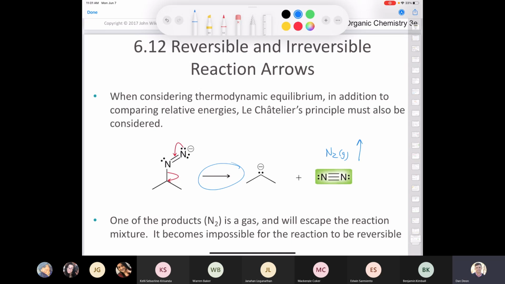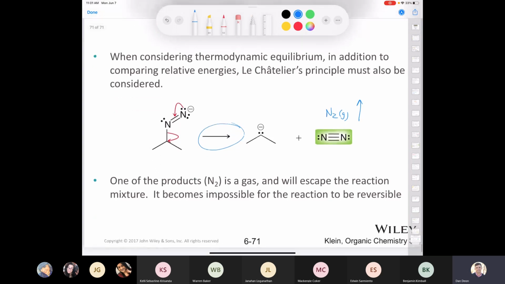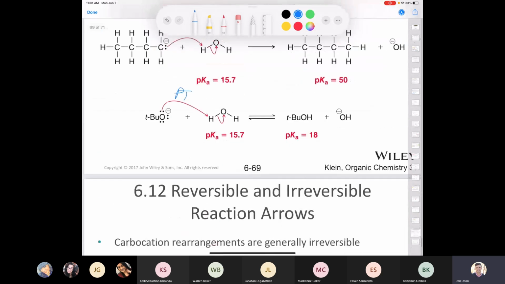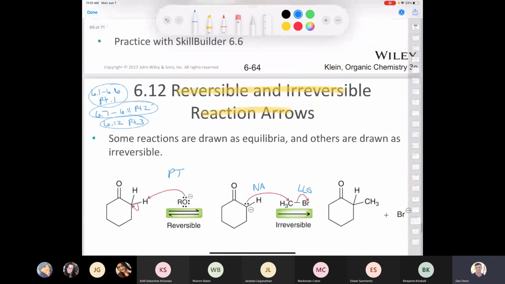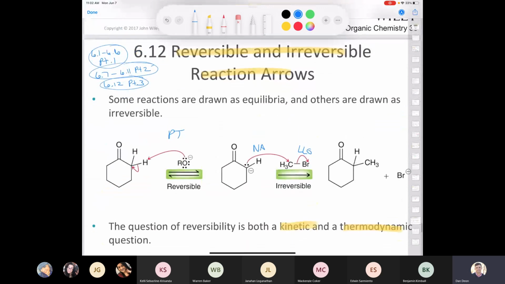There's no way this could be reversible. So whenever you lose a gas, whenever a gas is a product, the reaction is guaranteed to be irreversible, whether it's nitrogen or carbon dioxide or sulfur dioxide or something. If you lose a gas, it's not coming back. So that's irreversible. I'm going to back up all the way to the beginning of this section and just say a couple things about it. Again, it's kind of like just thrown in here at the end, but you can see why they put it in here.